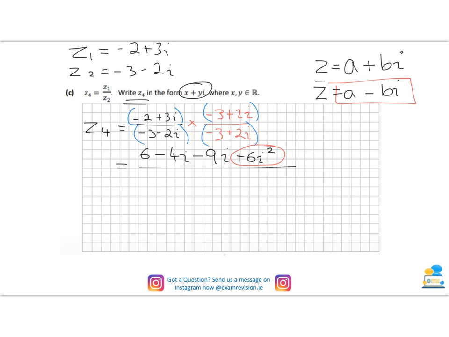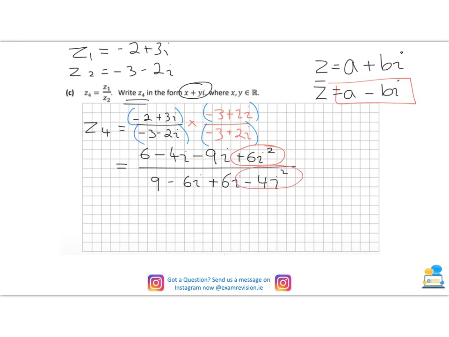And we'll multiply the bottom by each other. So minus 3 by minus 3 gives me 9. Minus 3 by plus 2i gives me minus 6i. Minus 2i multiplied by minus 3 gives me plus 6i. And then finally, minus 2i by plus 2i gives me minus 4i squared again. And we need to be careful with that.